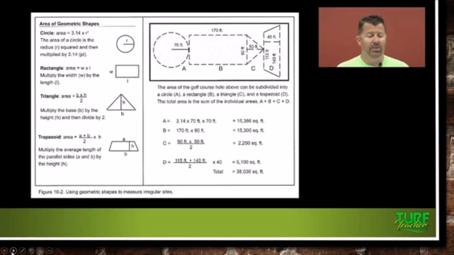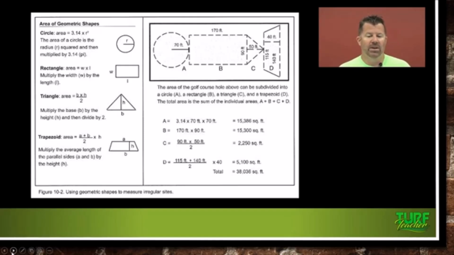And here's a great example of a golf course. Now, we would measure an entire golf course in acreage. We're going to figure the square footage for this golf course hole, but as you can see, it's at 38,036 square feet. It's almost an acre for that entire hole from tee box to putting green. We've got almost an acre.